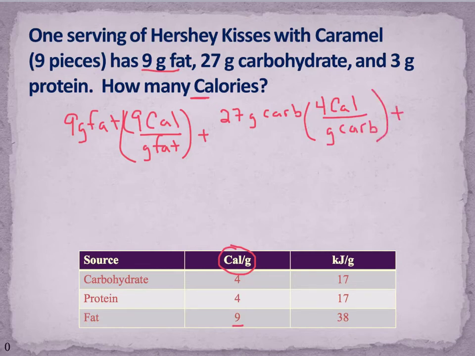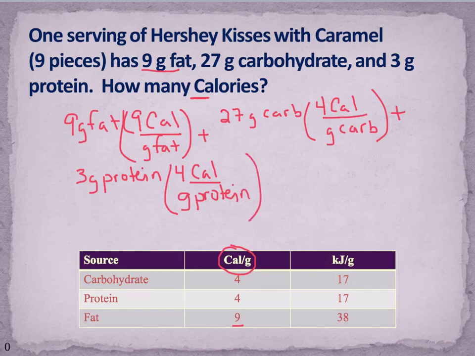And then I will add on, I'm going to run out of room here, so I'm going to go to the next line, 3 grams of protein. And that also has 4 calories per gram of protein. Now, because the protein and the carbs have the same number of calories per gram, if you wanted, you could actually combine these and just say 30 grams times that 4 calories per gram.